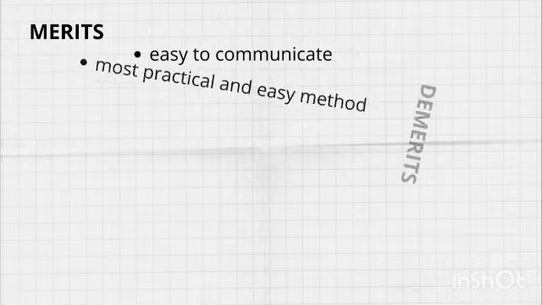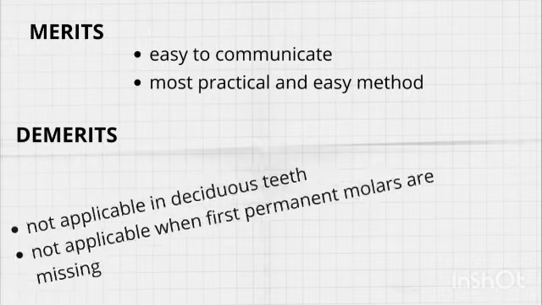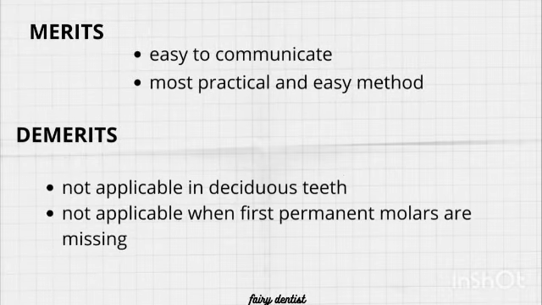Merits and demerits of Angle's classification. This classification is the oldest system, more popular, and widely used one. Also it is easy to communicate. But it has more demerits, like it is not applicable for deciduous teeth or when first molars are missing.